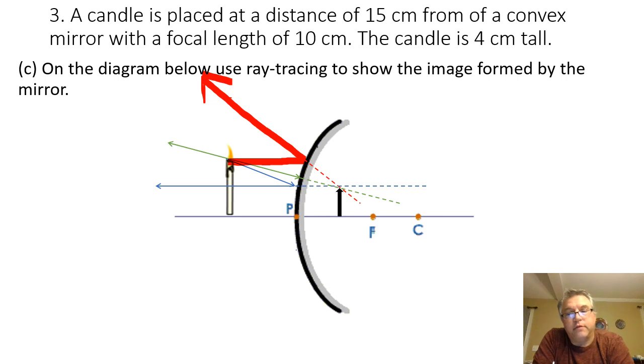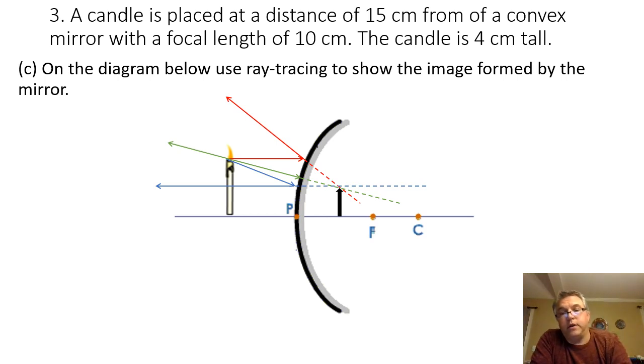Now this reflected ray can't actually go through the focal point because my focal point is behind the mirror and the light can't pass through the mirror. But if I were to draw a dotted line going behind the mirror and continuing that reflected ray behind the mirror, you can see that it would be lined up with the focal point. So that is my first ray. The incident ray is parallel with the principal axis. The reflected ray is lined up with the focal point. Right, now let's just erase that and let's take a look at our second ray.